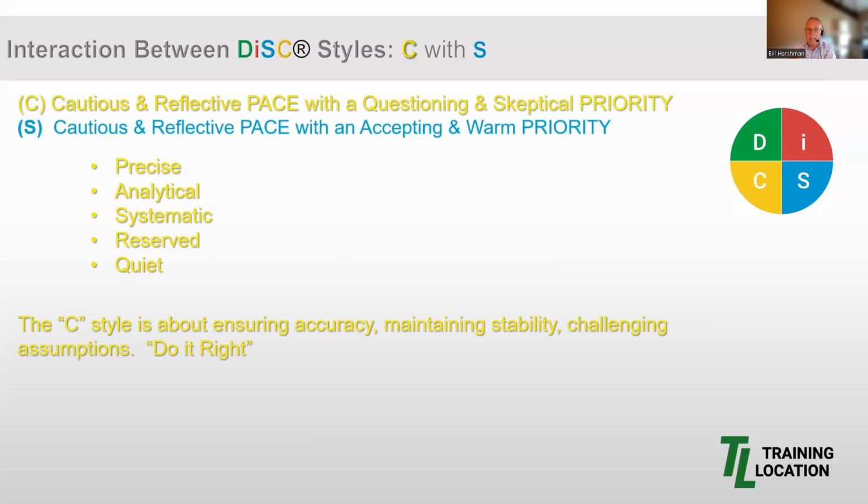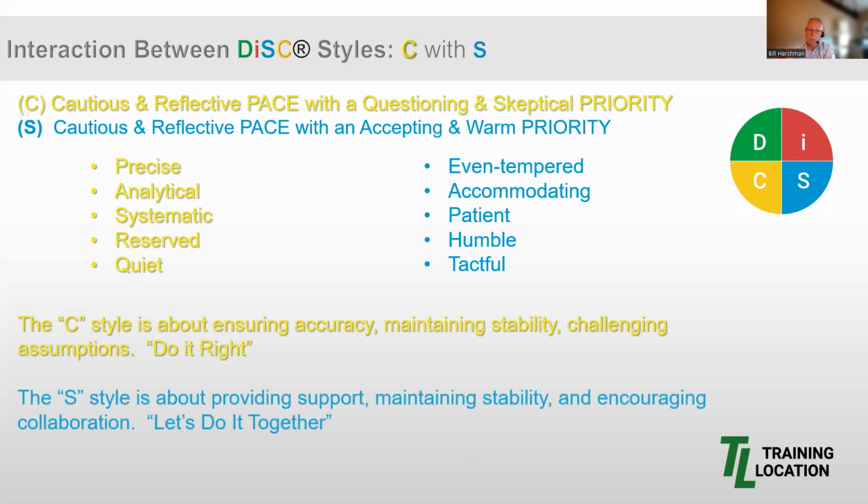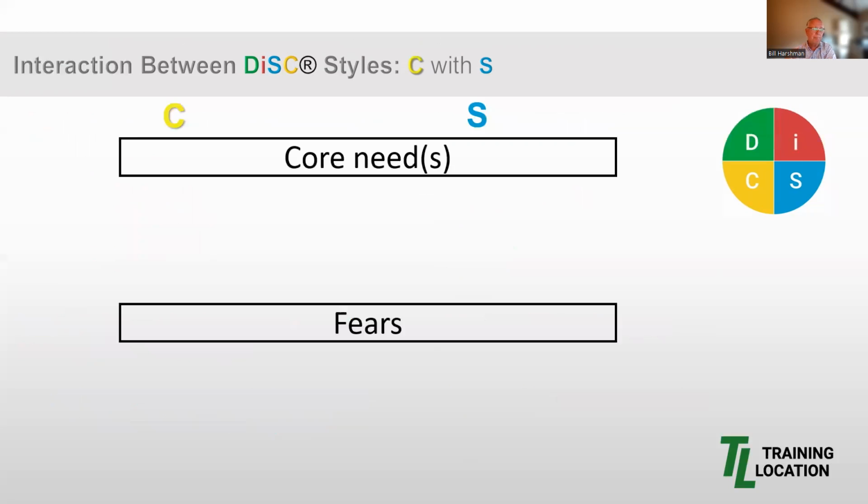Now, the S also has, as we said earlier, a cautious and reflective pace. However, with an accepting and warm priority. When we combine the S's unique pace and priority pairings, we see different refined descriptors such as even-tempered, accommodating, patient, humble, and tactful. Now, the S style is about providing support, maintaining stability, and encouraging collaboration. If they had a motto, it would be, let's do it together. Hopefully you're starting to see the style differences already.